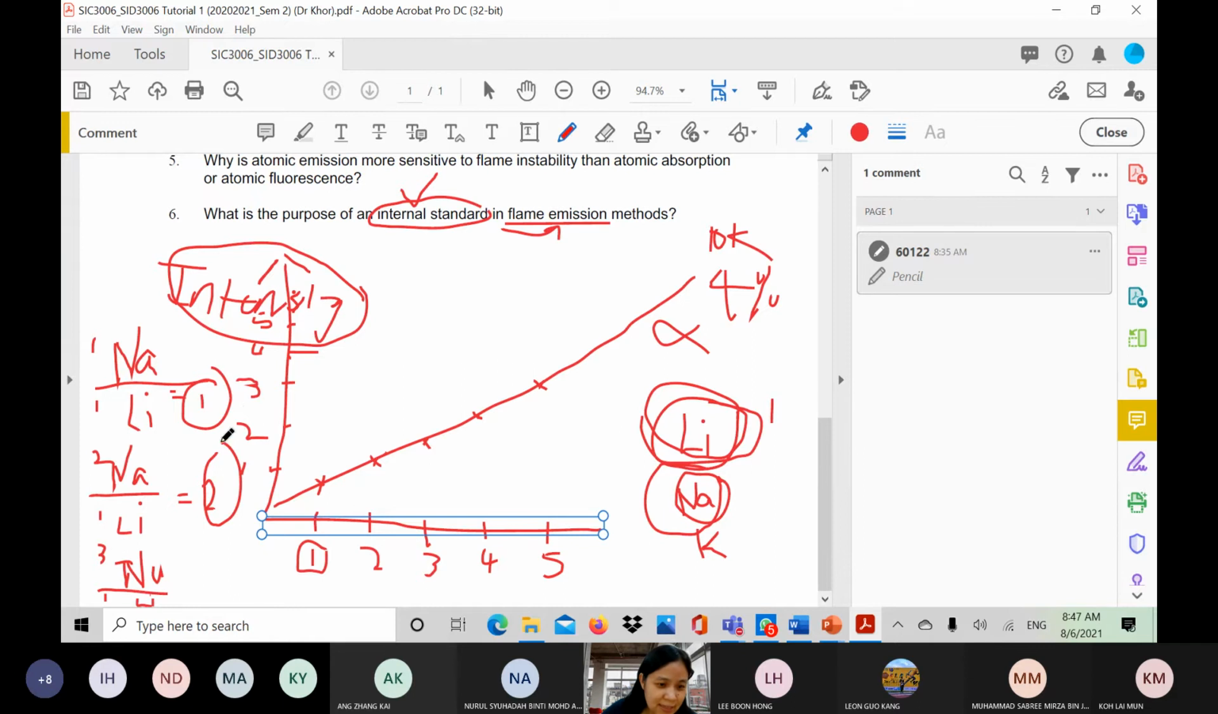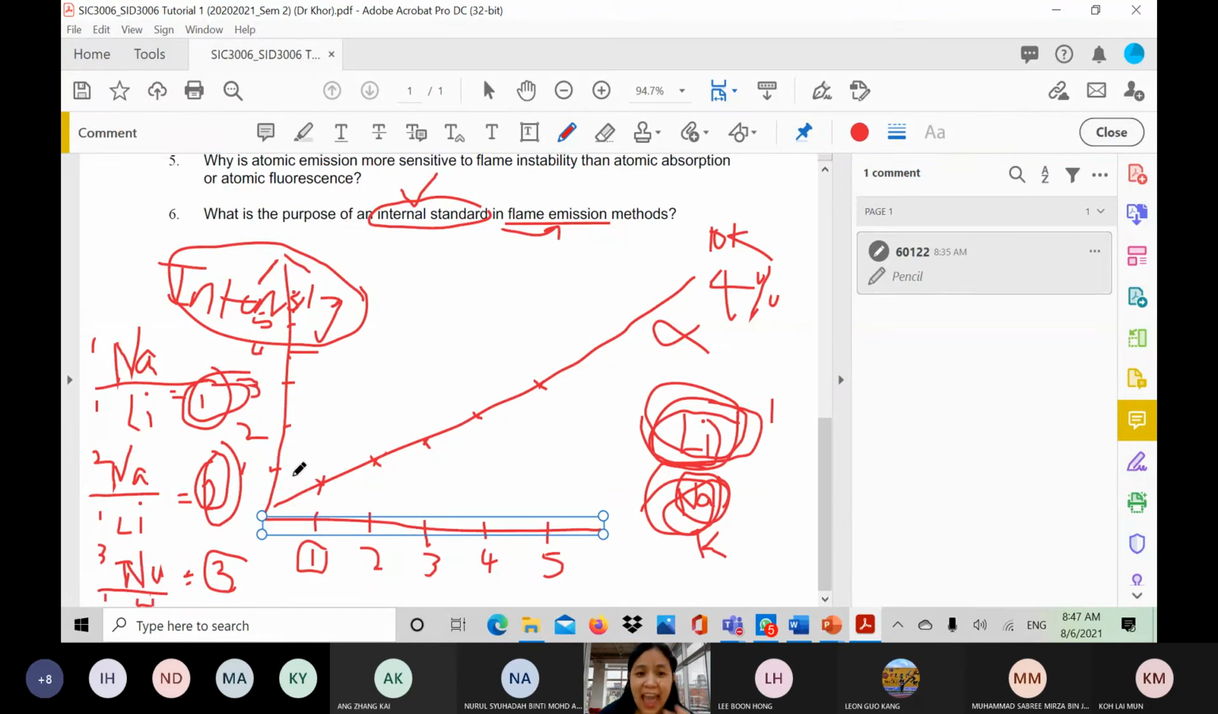So at 3 ppm, the intensity is, let's say, 3, so the ratio constant is 3. All this constant, the ratio intensity between the target analyte and the internal standard, is a constant. Constant means it won't change.